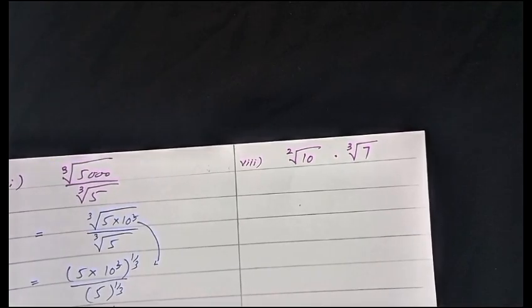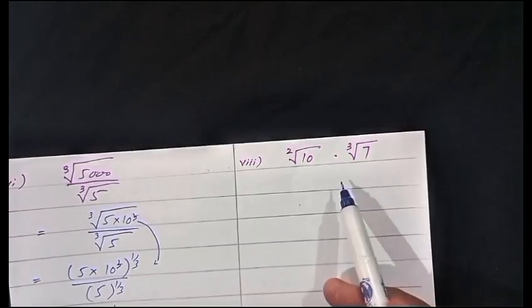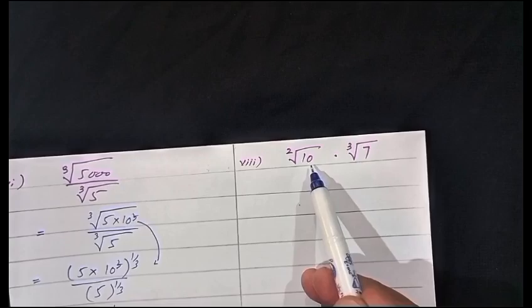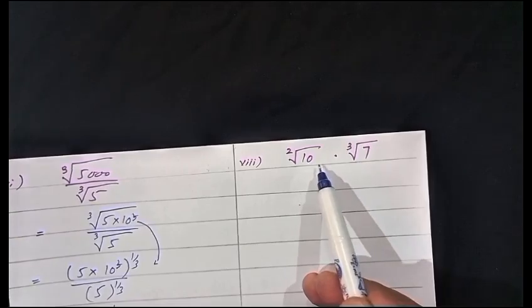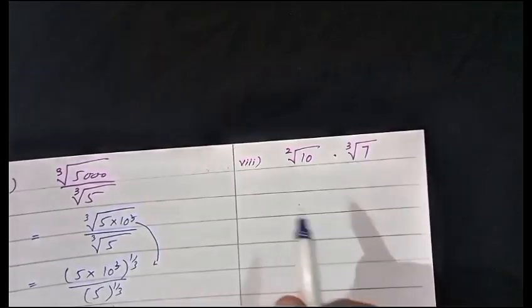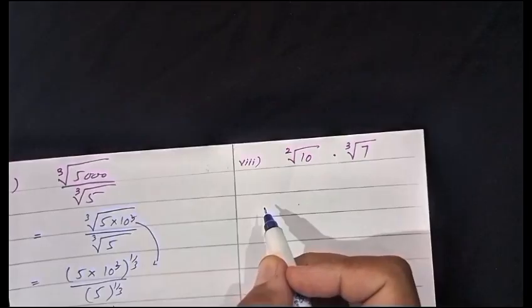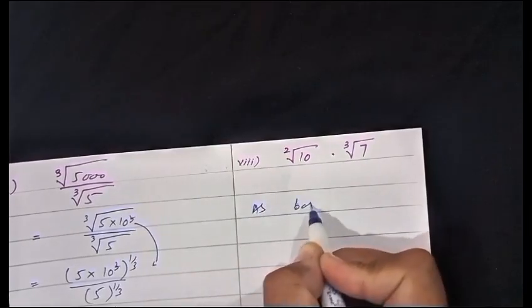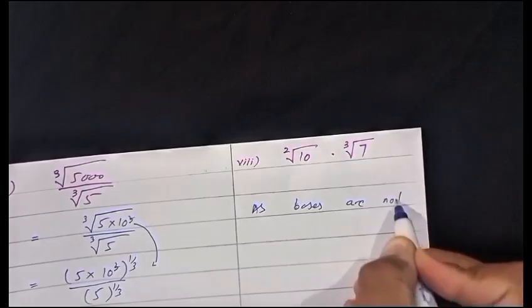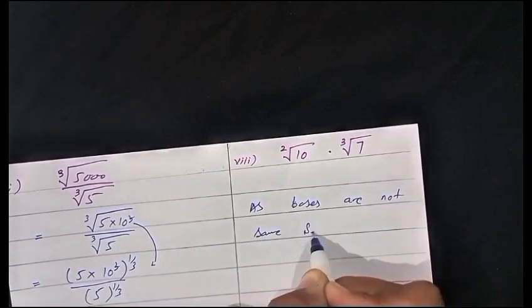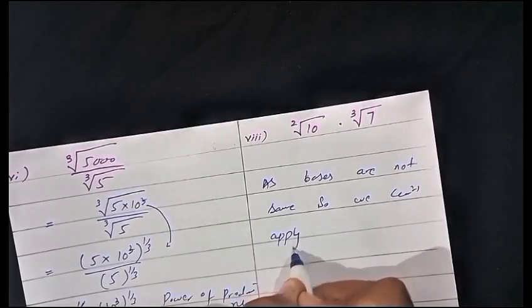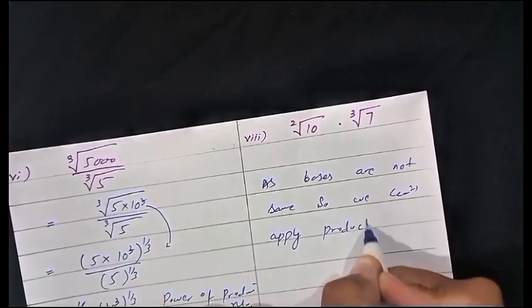In 8th part, this is the square root of 10 multiplied with cube root of 7. As we know, to apply the product and quotient rule law, we have to make the base the same. Here we cannot make the base the same, so the bases are not the same, so we cannot.